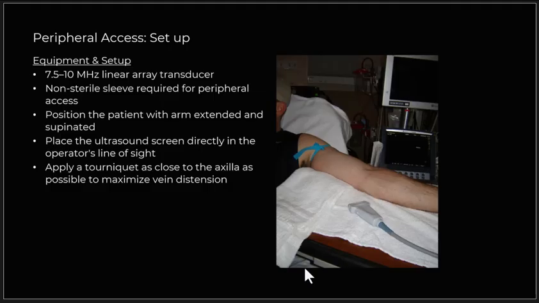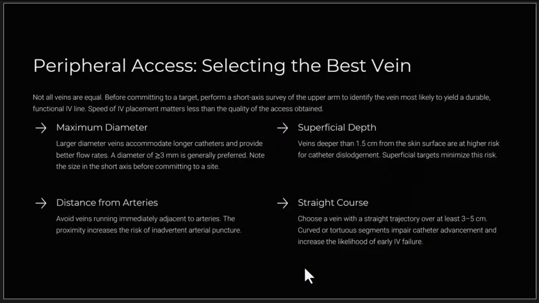So all this in the setup is really important. And next, you'll start scanning the arm, looking for the basilic, the brachial vein, and the cephalic vein. You want to see what your options are. So how do you select the best vein for peripheral IV access? Ideally, we want a vein that's got a decent size diameter. Larger veins are going to more readily accommodate these longer IV catheters that we typically use for ultrasound-guided peripheral access. And a diameter greater than 3 millimeters is generally preferred.